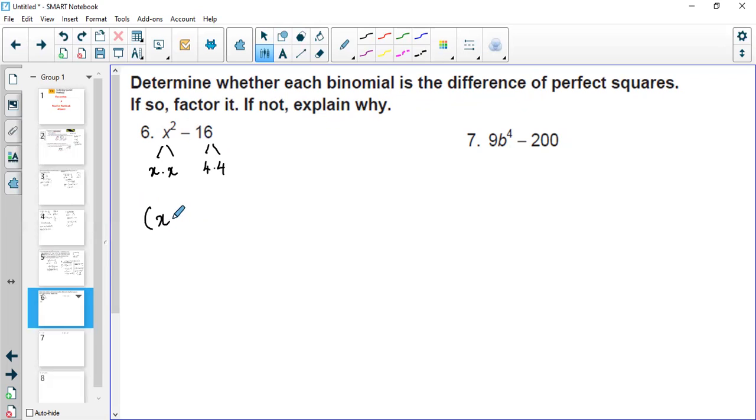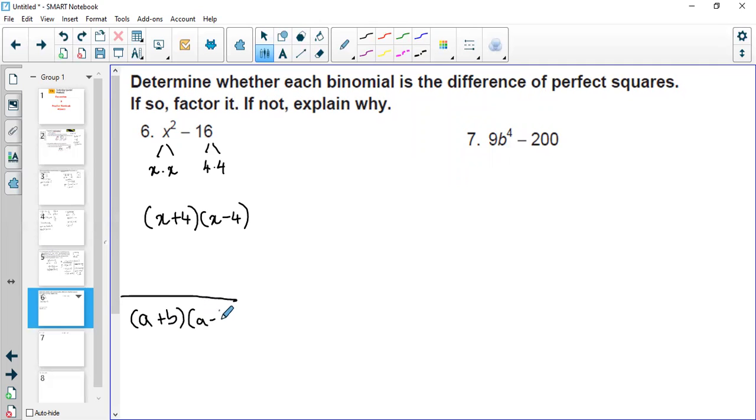You have to write x, one is going to be plus and the other is going to be minus. If you remember, this is one of the lessons you took: (a plus b)(a minus b), and you were getting the answer as a square minus b square. I hope you remember this. This is from chapter 6. We did a lesson like this, so it's the same thing. We are applying it on another side. That's all. Okay, now this one, 9b to the power of 4.